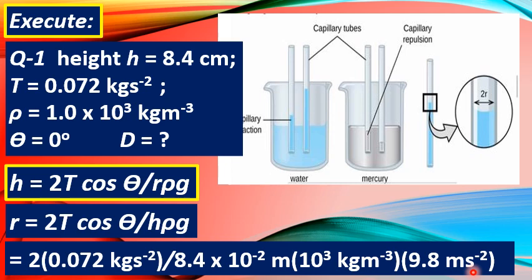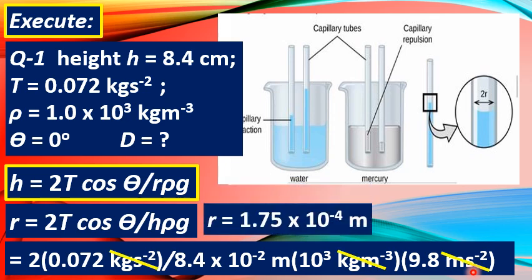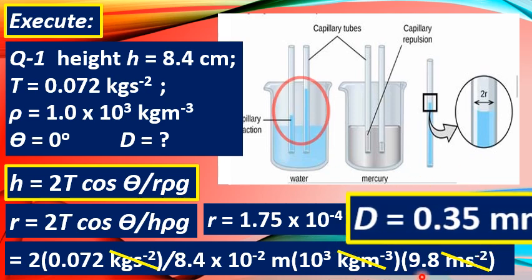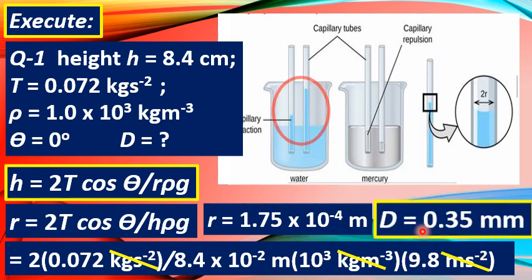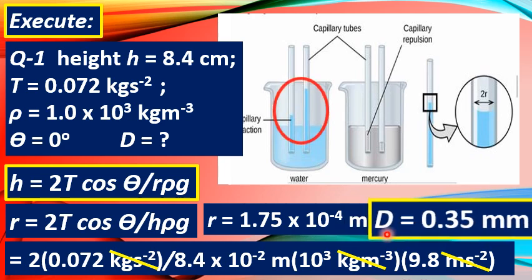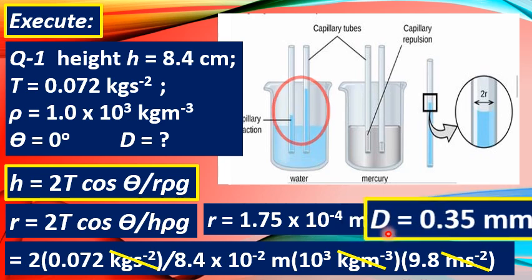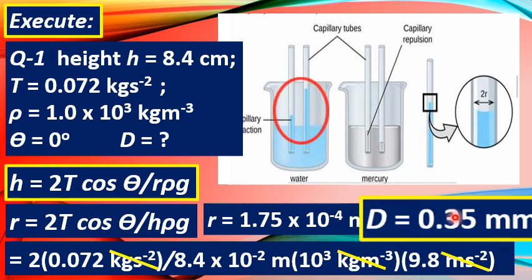So doing our math and unit cancellation, we find the radius small r equal to 1.75 times 10 to the negative 4 meters. Therefore, the inner diameter of the glass tube is equal to capital D, which is 0.35 millimeters. So that's the answer to question number 1.